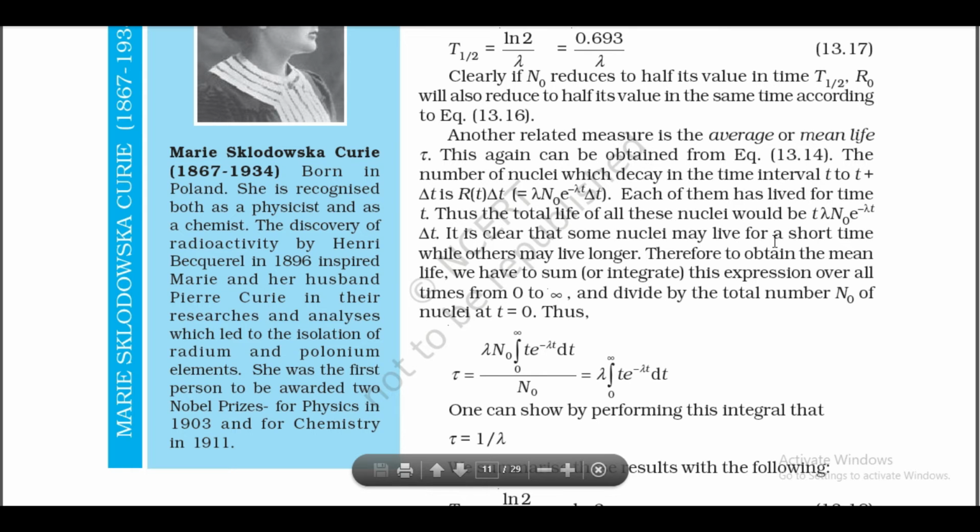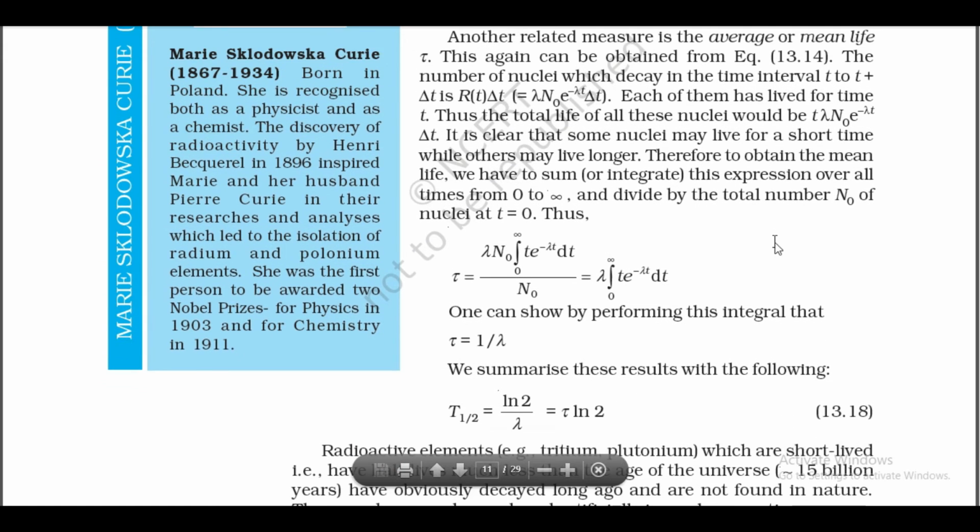The number of nuclei which decay in the time interval t to t + delta t is R dt = lambda N0 e^(-lambda t) delta t. Each of them has lived for time t, thus the total life of all these nuclei would be t lambda N0 e^(-lambda t) delta t. Clearly, some nuclei may live for a short time, while others may live longer. Therefore, to obtain the mean life, we have to sum or integrate this expression over all times from 0 to infinity and divide by the total number N0 of nuclei at t = 0.